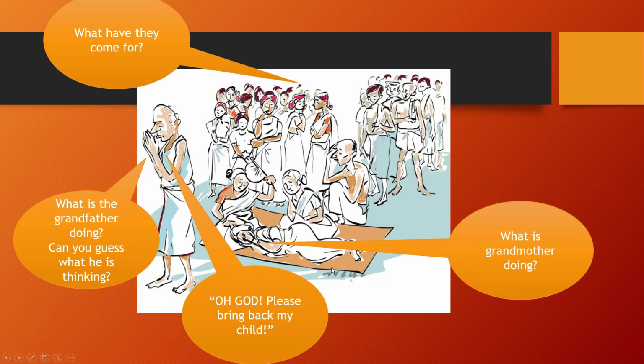What is grandmother doing? You can clearly see that she is covering her face with her palm. She is lying down on a mat. And what is this woman doing? They are trying to console the grandmother. Console the grandmother. And they are also fanning her.